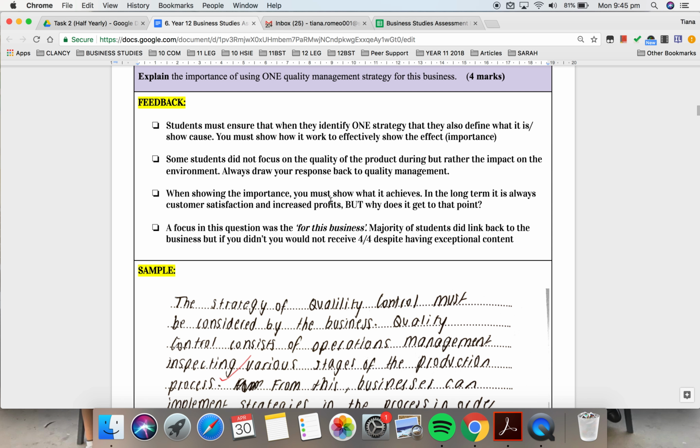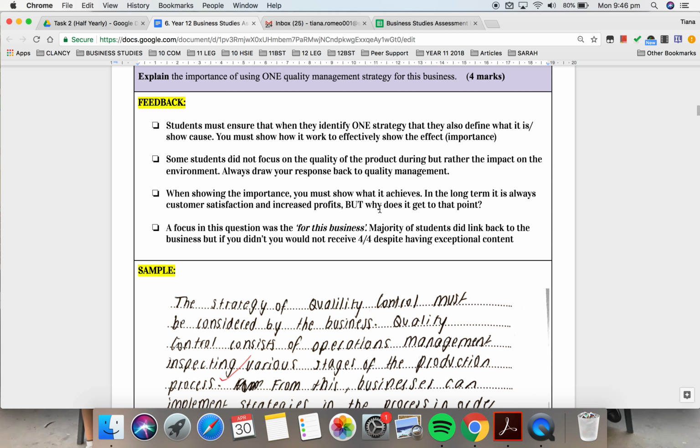When showing the importance, you must show what it achieves. So, a business owner is going to want to know why it's important because they want to know what it is going to do for their business. What will it achieve for them? So in the long term, it always links back to customer satisfaction and increased profit. But why does it get to that point? Why is there customer satisfaction? Because you use quality assurance.